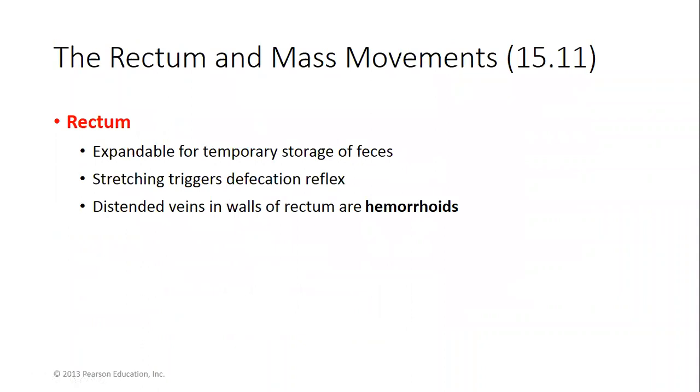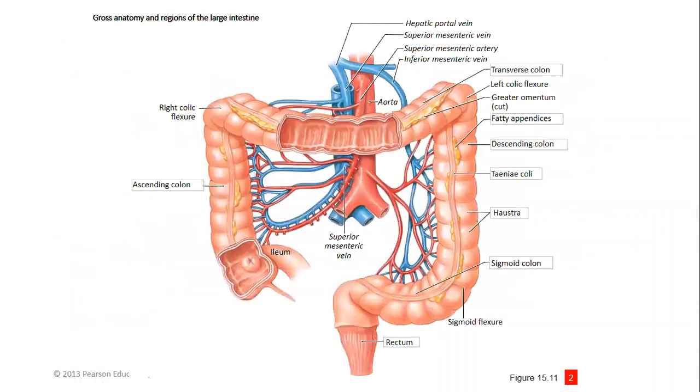The rectum is expandable for temporary storage of feces, but that also triggers the defecation reflex. So the rectum is the distal end of the digestive system, part of the large intestine. And distension in veins in the walls of the rectum can cause what's called hemorrhoids that can cause really big problems.